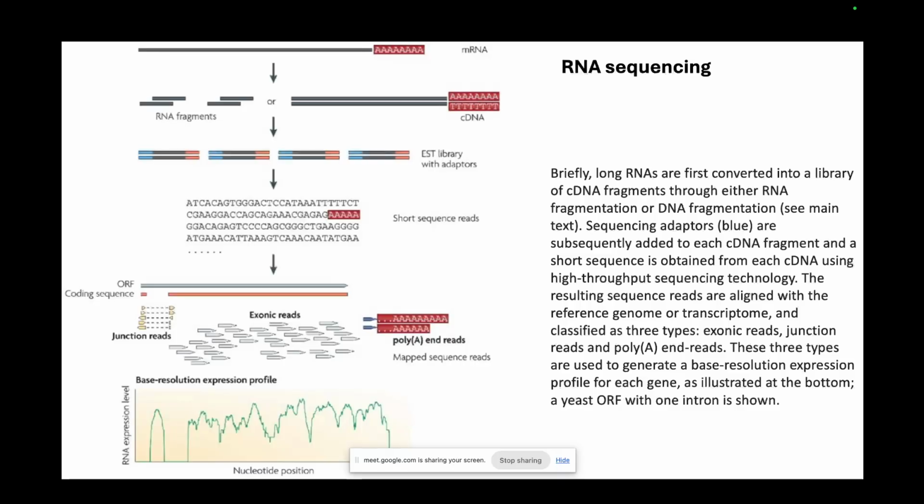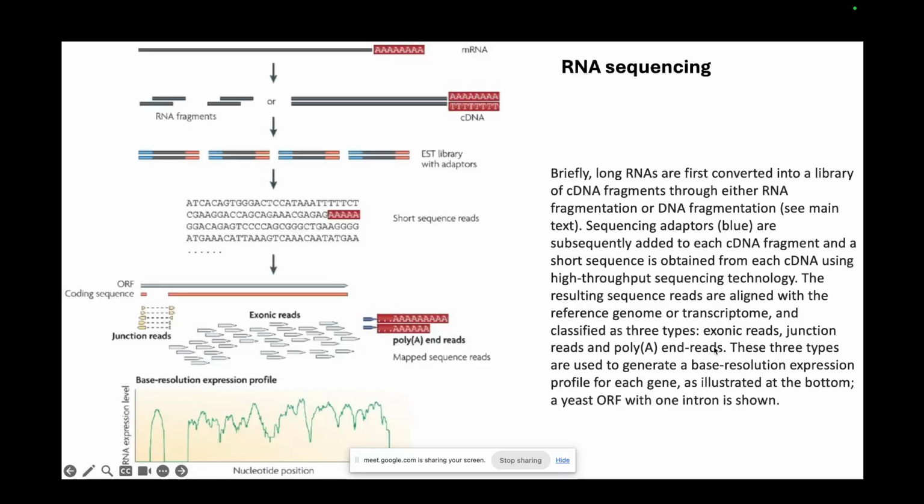If you have the sequence of the complementary DNA, you can get back what the sequence of your mRNA for that complementary DNA will be. So long RNAs are first converted into a library of cDNA fragments, either through RNA fragmentation or DNA fragmentation. Sequencing adapters are subsequently added to each of the cDNA elements, and a short sequence is obtained from each cDNA using high throughput technology. The resulting sequence reads are aligned with the reference genome or the transcriptome and are classified as three types.